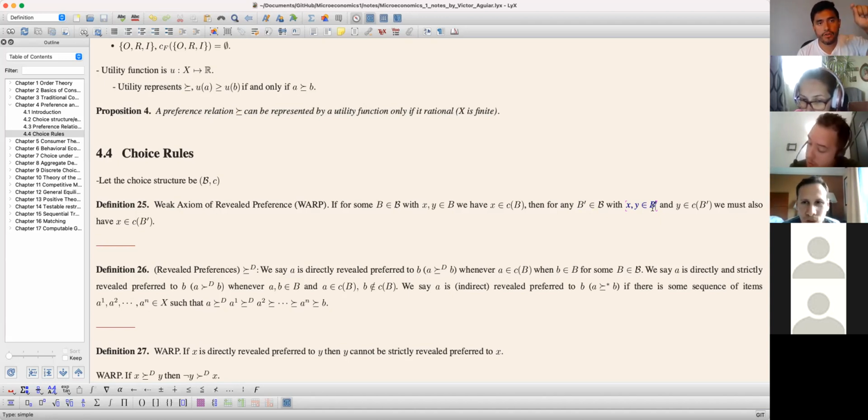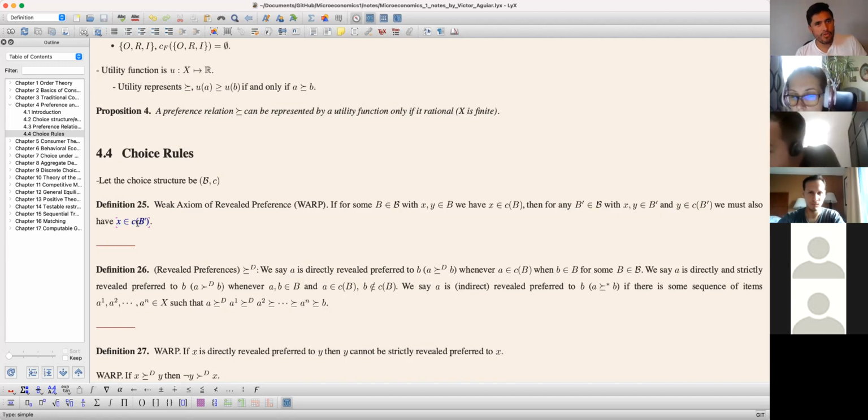Like the example we have: lottery 1, lottery 2 is the first menu, lottery 1, lottery 2, lottery 3 is the second one, B prime. So B prime is a different menu from the first one, however, containing X and Y. And I happen to observe that Y is in the choice from menu B prime. Then we must also have that X is in C of B prime. So that's a lot to digest.